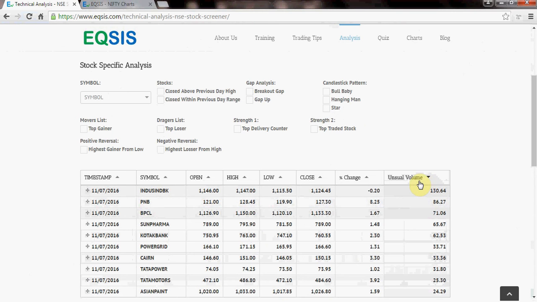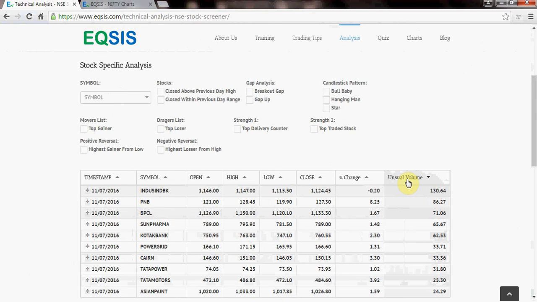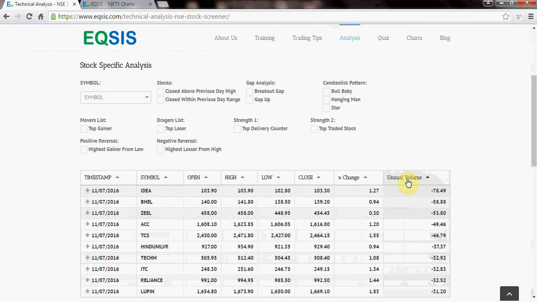So if you look at these sort of stocks, I think you can filter out or sort the column if you double click on that particular heading. If I click once again, it is going to sort like this. If I click once again, it sorts like this.